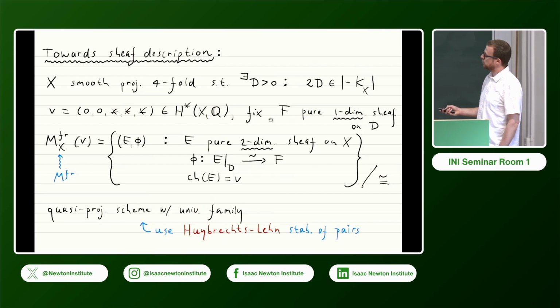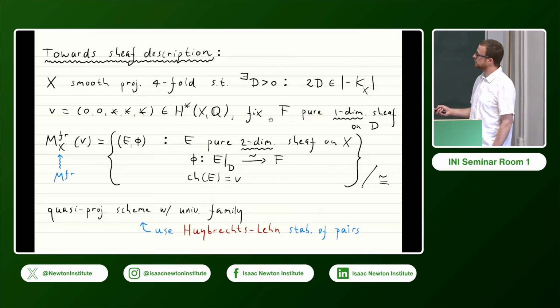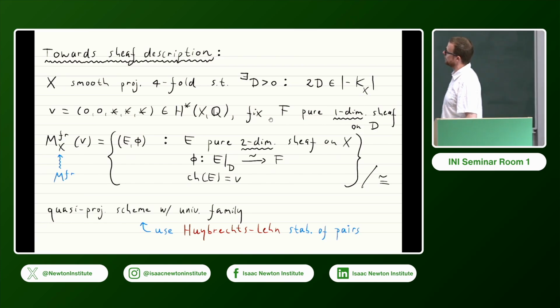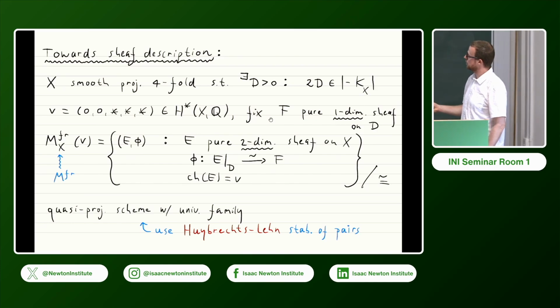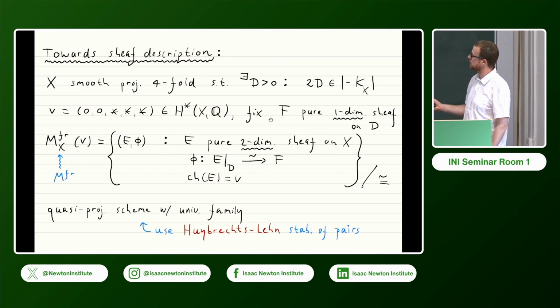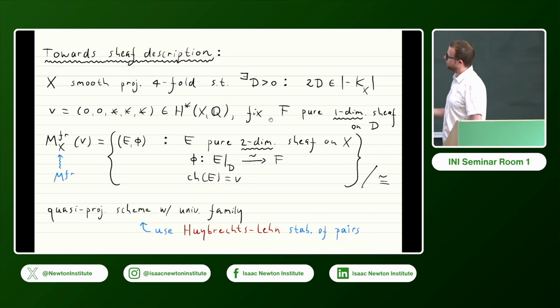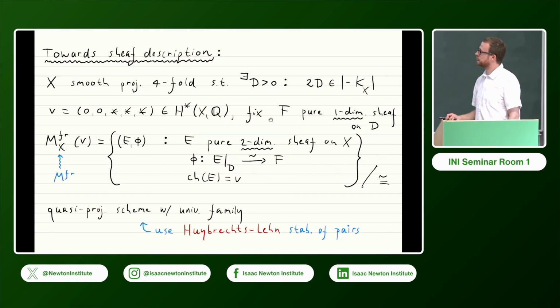So it's an isomorphism between the restriction of E to the threefold. So we're intersecting something two-dimensional and three-dimensional. So we want to compare it to something one-dimensional, namely the fixed one-dimensional sheaf F on D. And then we take the Chern character of E to be V.